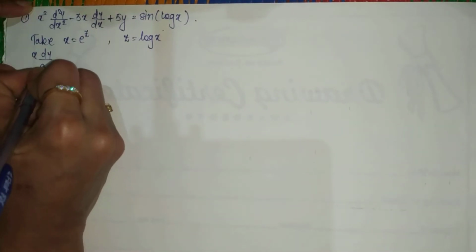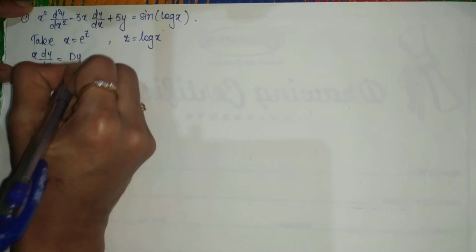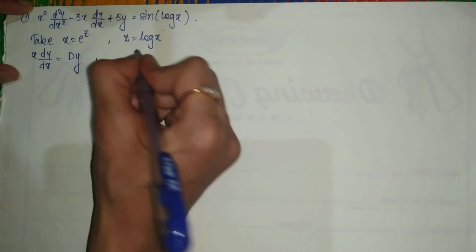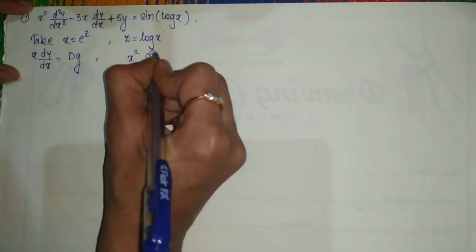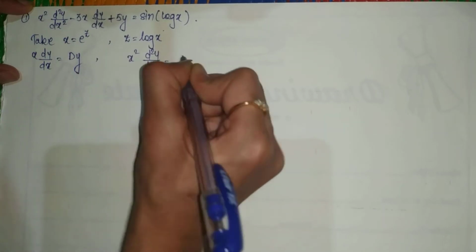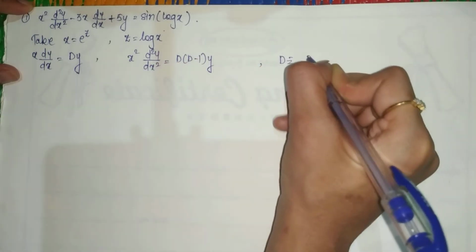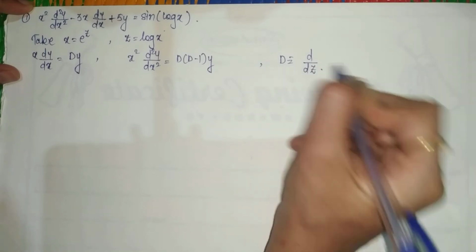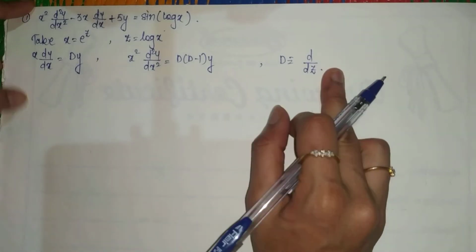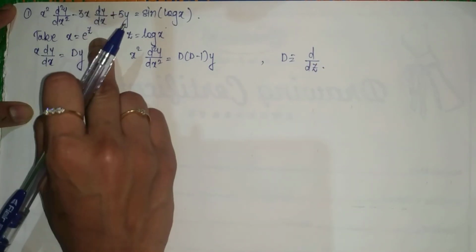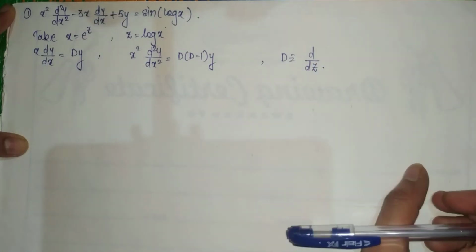Now x dy by dx is equivalent to D of y. This we have done in the previous slide. Similarly, x square d square y by dx square is D into D minus 1 of y. But what is D? D is now differentiation with respect to z. This is important: whatever answer you will get will be in terms of z, not in terms of x, because we had replaced x in terms of z.